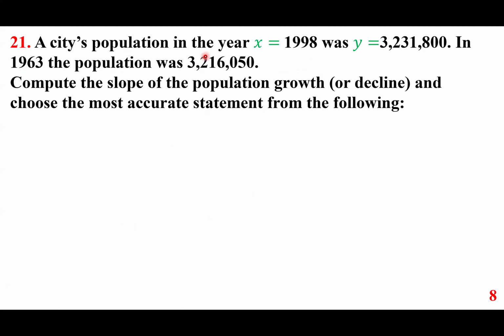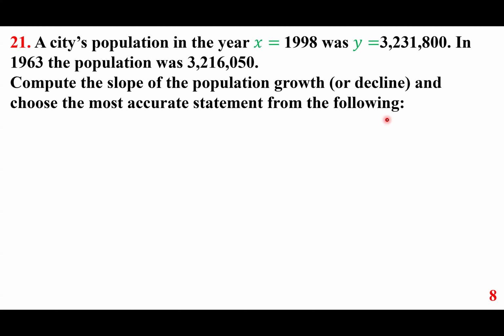A city's population in the year x equals 1998 was y equals 3,231,800. In 1963, it was 3,216,050. Compute the slope of the population growth or decline and choose the most accurate statement from the following.